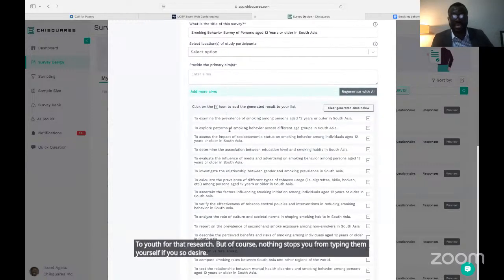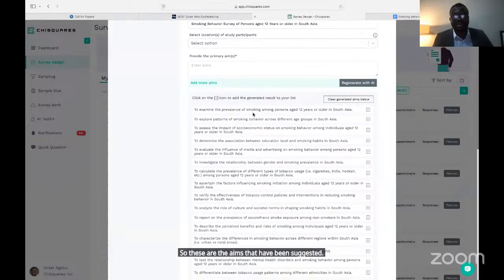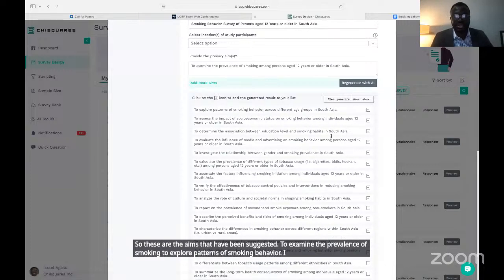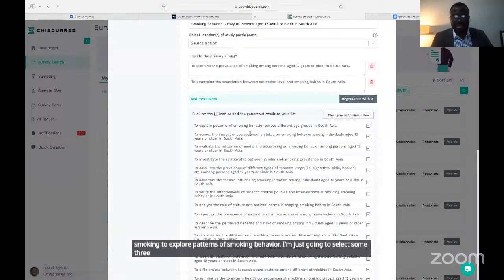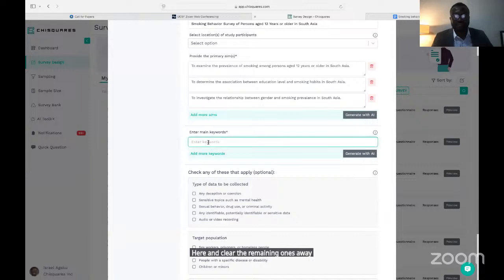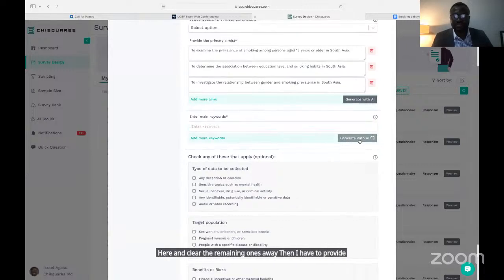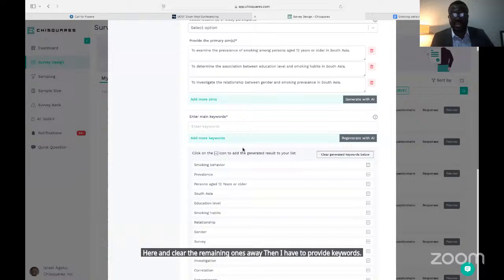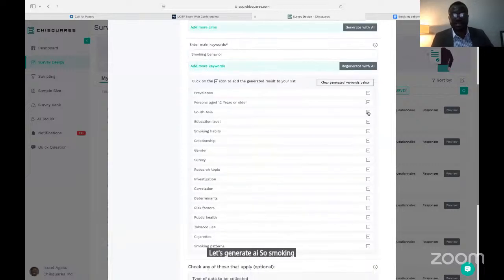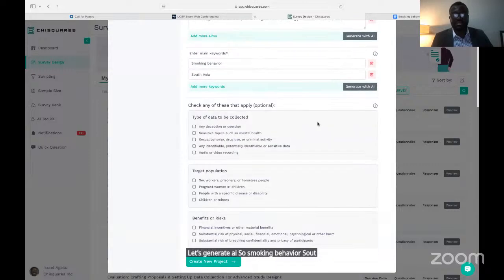So these are the aims that have been suggested: to examine the prevalence of smoking, to explore patterns of smoking behavior. I'm just going to select some 3 aims here and clear the remaining ones away. Then I have to provide keywords. Let's generate with AI. So smoking behavior, Southeast Asia, let me clear the remaining ones away.